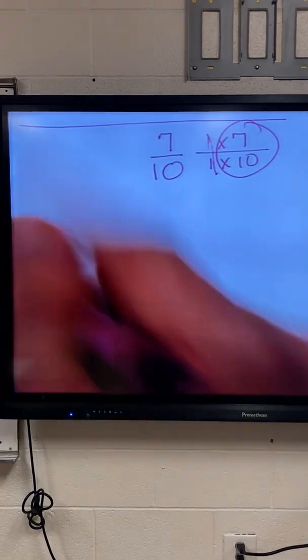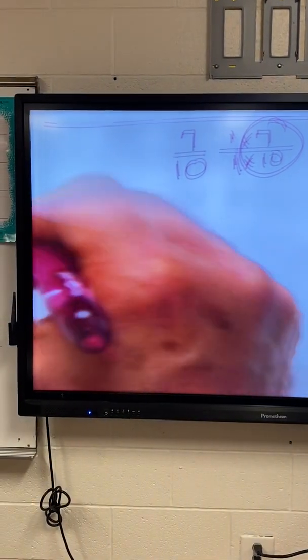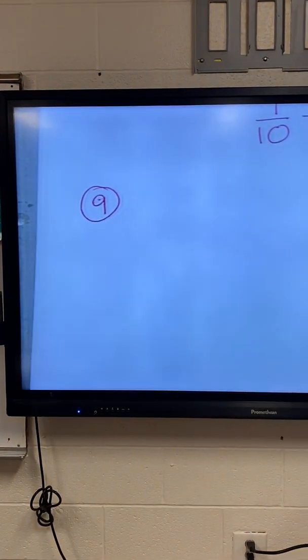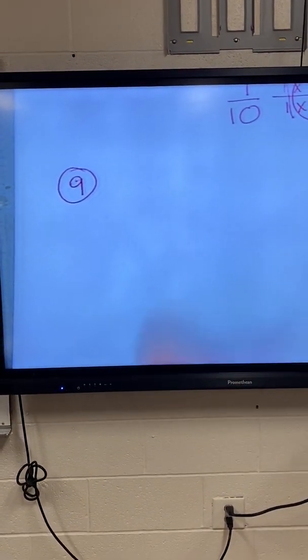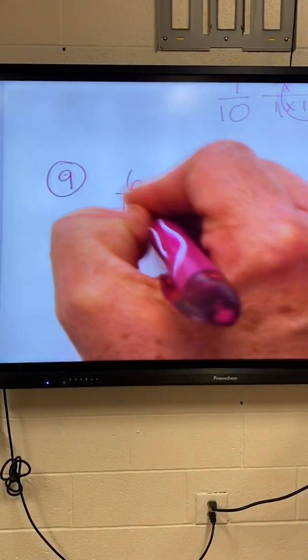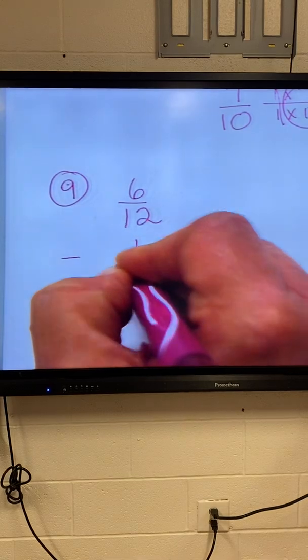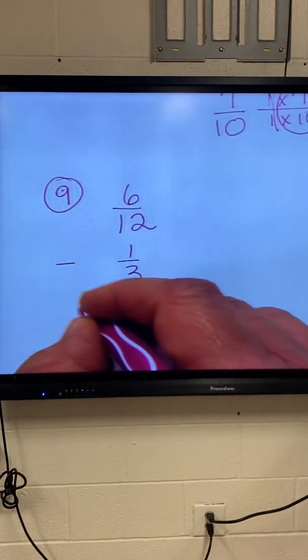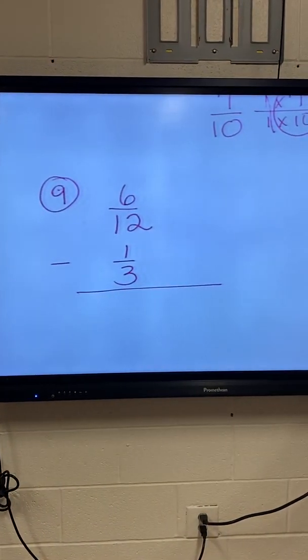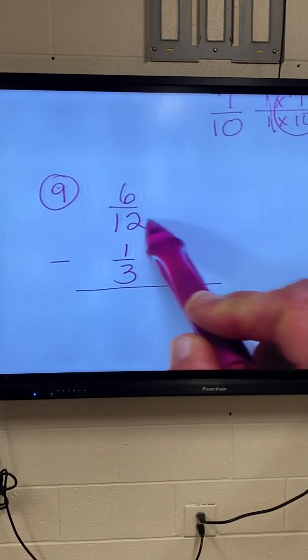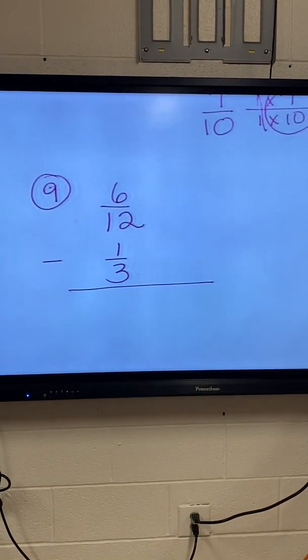The next fraction I'm going to do is number 9. This one is a subtraction fraction. We have 6/12 minus 1/3. Okay? Again, we look at our problem. We can see that our denominators are not the same. So I'm going to start with my multiples.